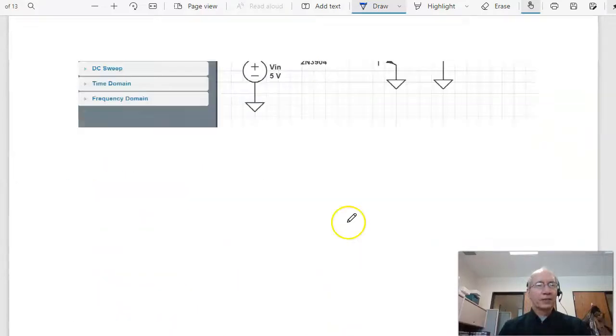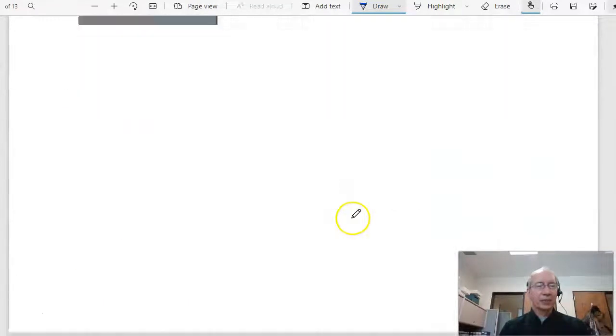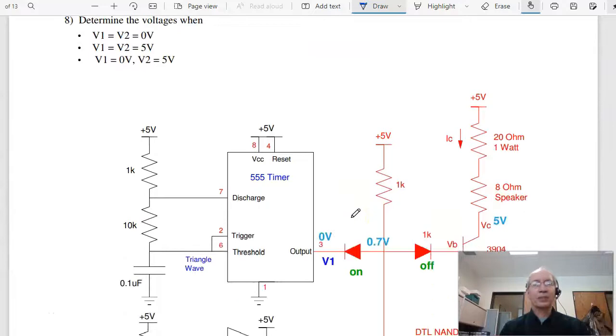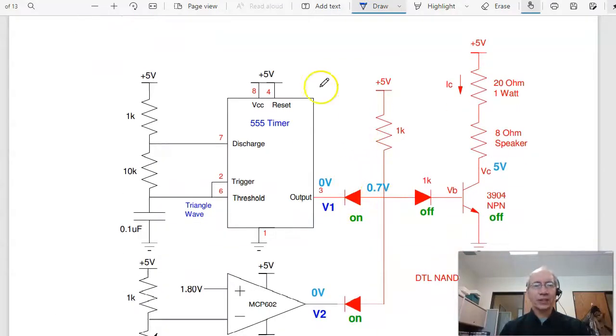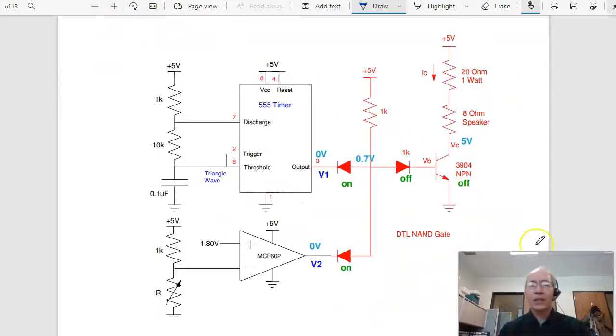Problem 8. Give or take some numbering problems. Okay, problem 8. Problem 8 is I want to build this circuit. This is similar to what we did a couple weeks ago using a transistor switch. I can build a temperature alarm.